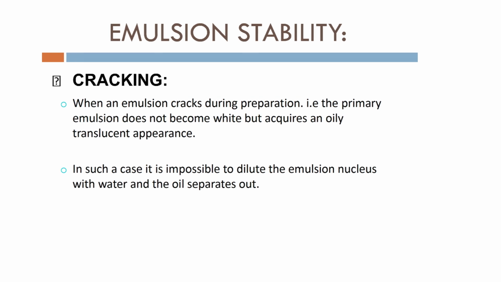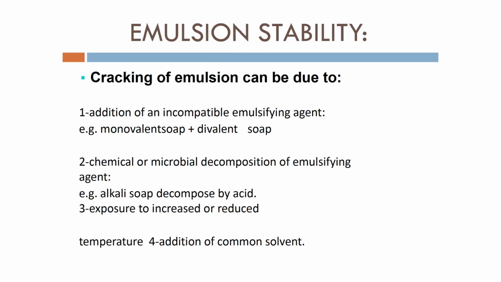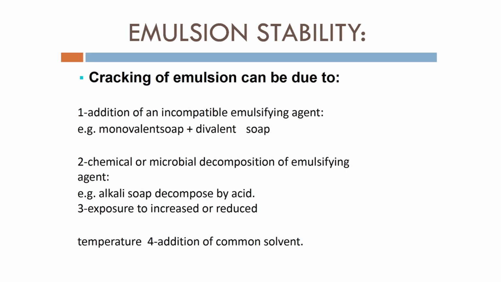There are several reasons. 1. The addition of an incompatible emulsifying agent. For example, mixing a monovalent soap with a divalent soap. 2. The chemical or microbial decomposition of the emulsifying agent. For instance, an alkali soap can be decomposed by an acid. 3. Exposure to increased or reduced temperatures. 4. The addition of a common solvent that can dissolve both phases.